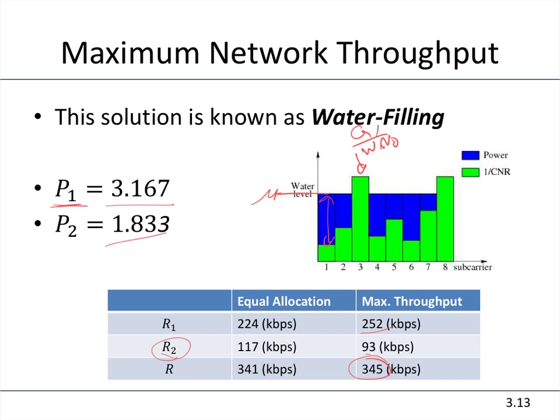So by doing all this optimization, we have gained only 4 kilobits per second, which is nothing, maybe 2%, 3%, something like that. So that's why I'm saying that in some cases, equal power allocation is not bad, but at least here we understand the concept, because in some other contexts, no, it makes a big difference. It makes a huge difference.